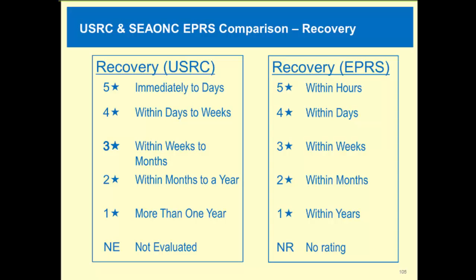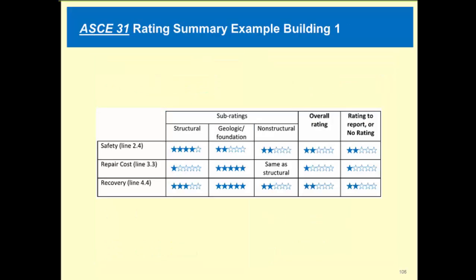Again, just a comparison between the USRC and the GPRS ratings. The USRC gives you more of a range, as opposed to the more stepwise function that the GPRS has. So now, we did a great job, went through all the ASCE 31 checklists and the GPRS, the ASCE 31 translation. Now what we can do is come up with our overall rating.